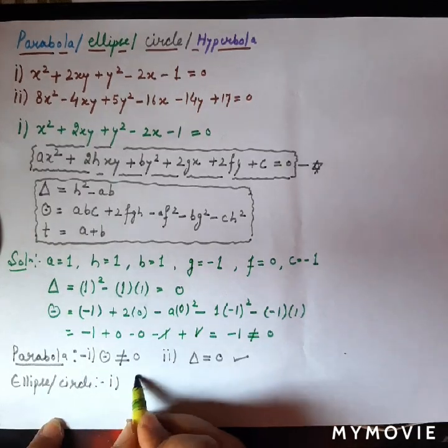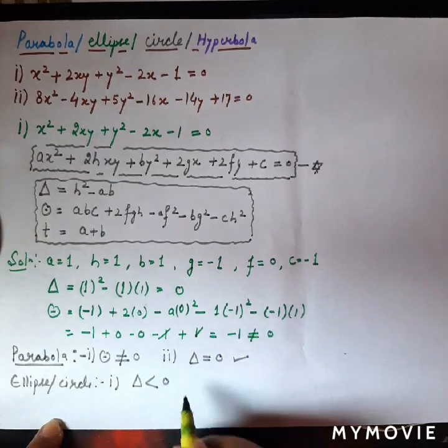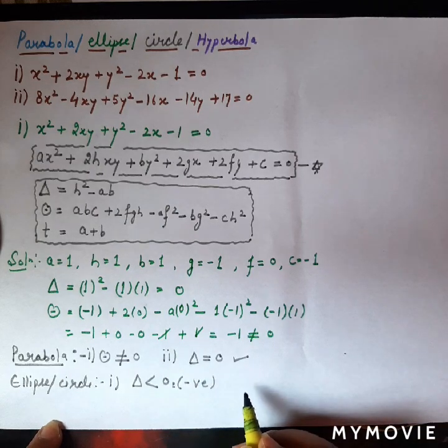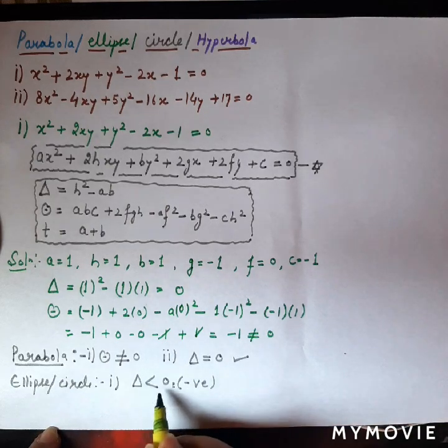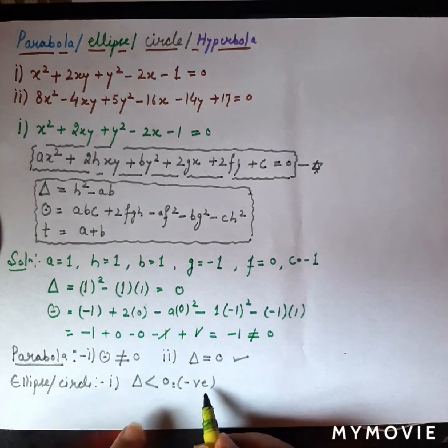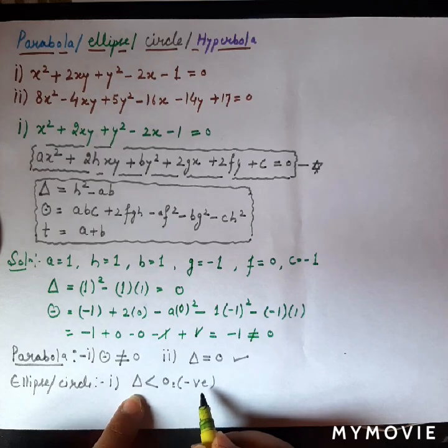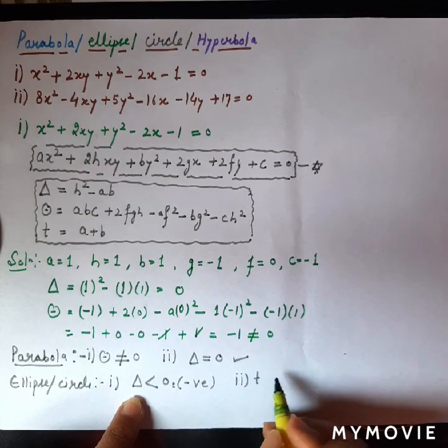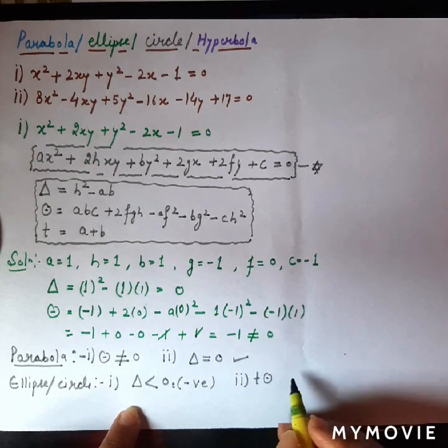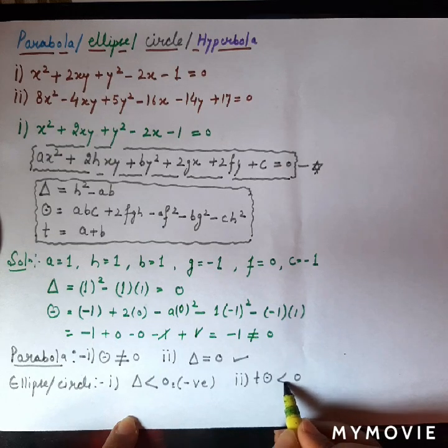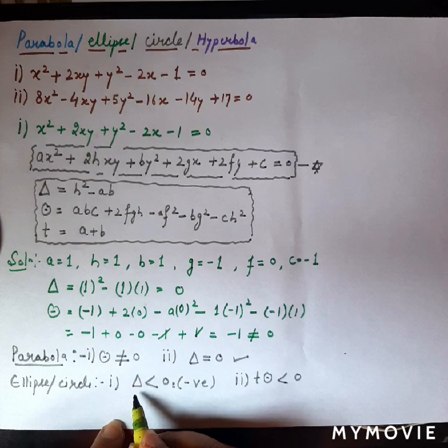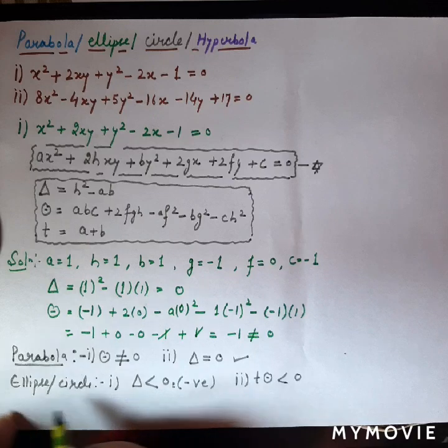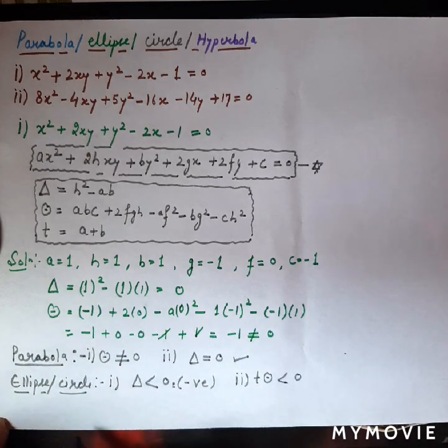For this, delta should always be less than 0. What is the meaning? It means that its value will always be a negative value. When anything is less than 0, that means delta will always be negative, right? And second, t multiplied by phi will always be less than 0. So in the same way we can say that delta and t phi will have negative values. In that case we will say that the equation is an equation of a circle or an ellipse.